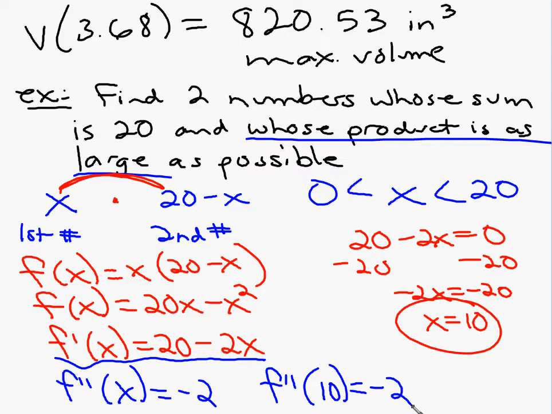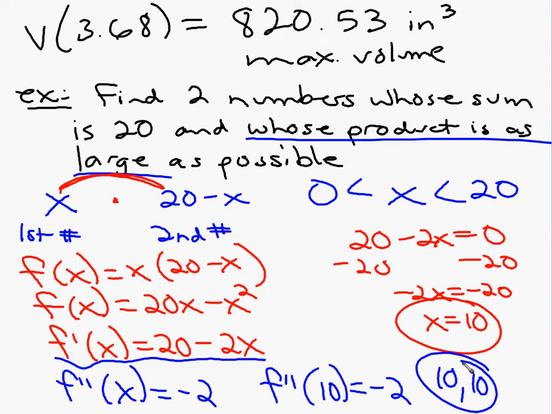So the two numbers, whose sum is 20, isn't it 10 and 10? Right? 10 and 10. Okay, there's my two answers, 10 and 10.